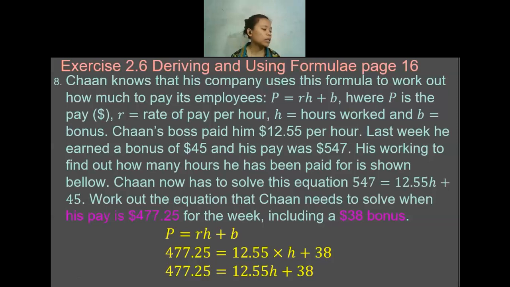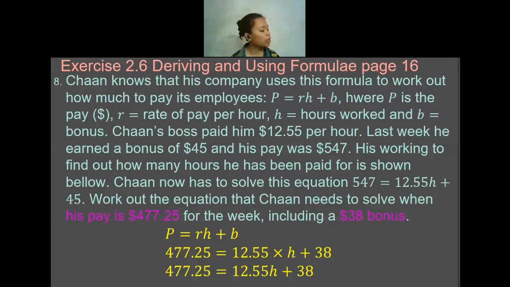For the question 8, you know there is a long sentence there. There is a formula P is equals to RH plus B. The P is for the pay, R for the rate of pay per hour, and then H for the number of hours working. The B is for the bonus. And then in here, we already get the example to make the equation.